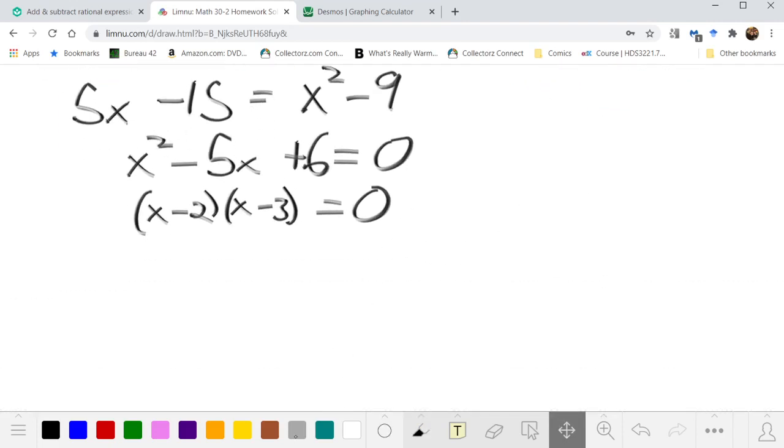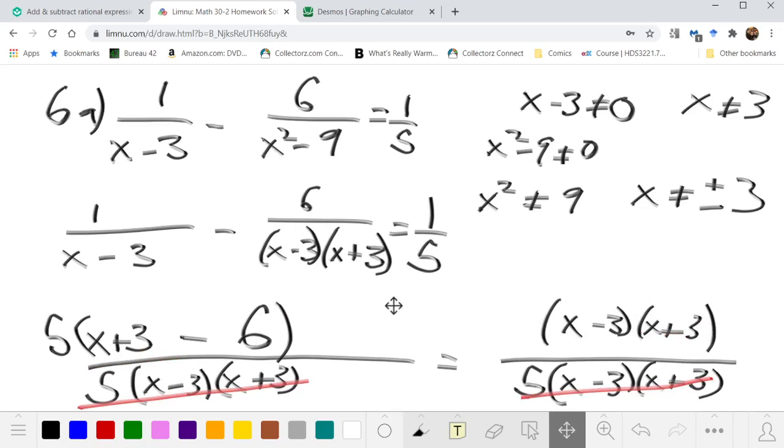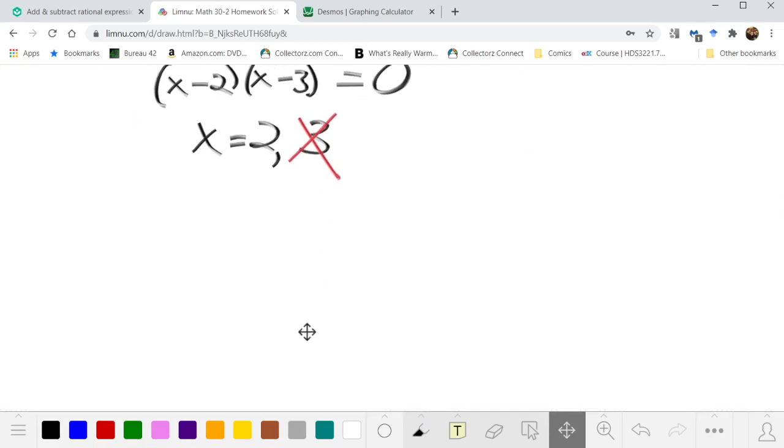Now they laid a trap for us. The instinct here is to say, okay, x is 2 or 3, but x is not allowed to be 3. That is one of the reasons we verify afterwards. If you let x equal 3, you're dividing by 0, and that is forbidden. So x equals 2 is the only one to check.